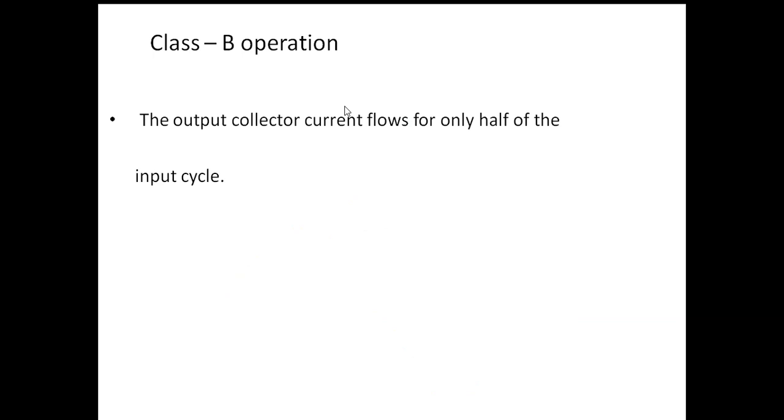Class B operation. Here the output collector current flows for only half of the input cycle. Okay, not the complete cycle, only half. That may be the positive half, maybe the negative half, depending on the circuit designing. So the output collector current flows for only half of the input cycle. If the output shows this kind of signal, then this is called class B operation. The period of conduction is only 180 degrees, half of the input signal. That may be the positive half cycle, that may be the negative half cycle.